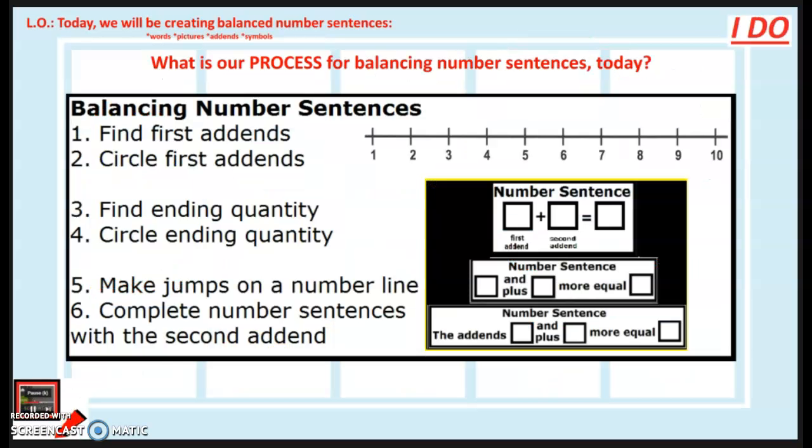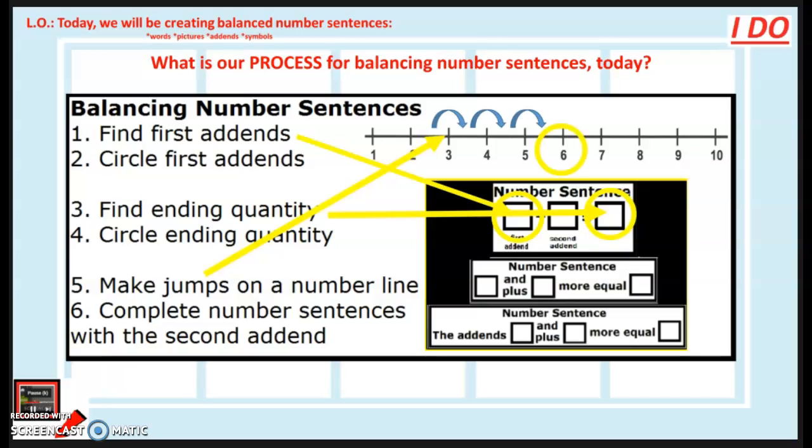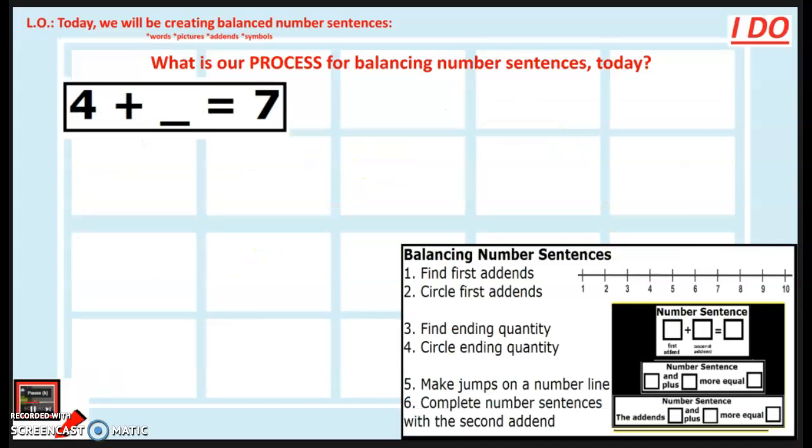Alright, as always, we have a process for balancing numbers, right? The first thing we do is find those add-ins. We're going to circle them both in our number sentence and on the number line. Then we're going to find the ending quantity, or the answer, and again, circle it on the number line and number sentence. We're going to then make those jumps on our number line, and we're finding our new ending quantity, the one that we circled. Then we're going to go back and complete those number sentences for whatever numbers we had.